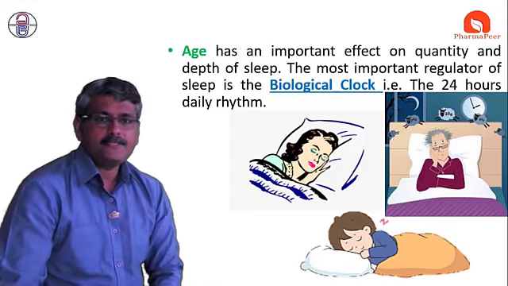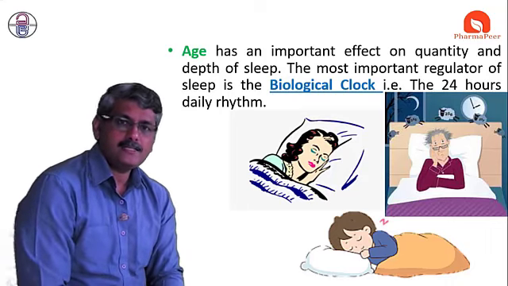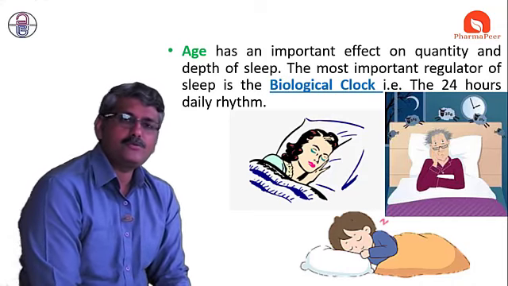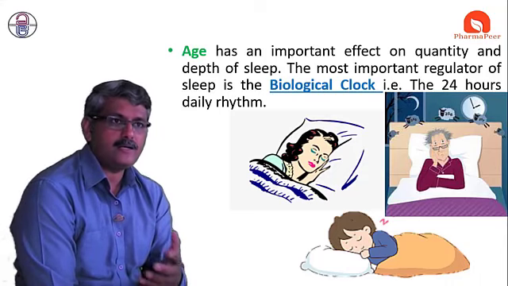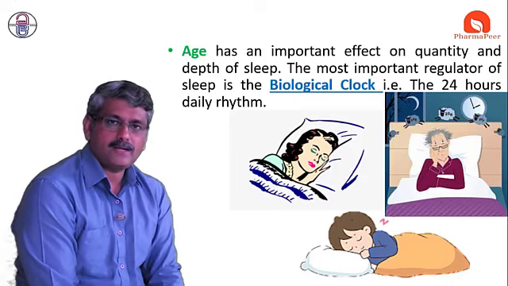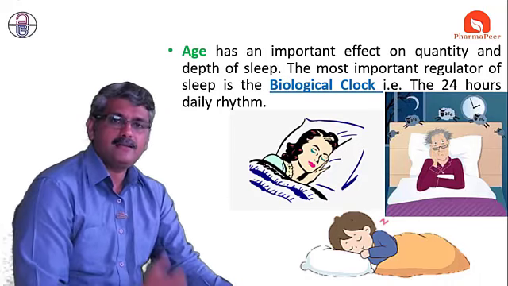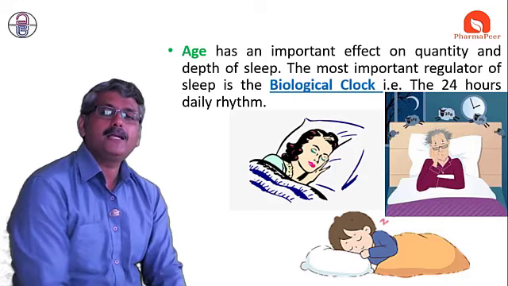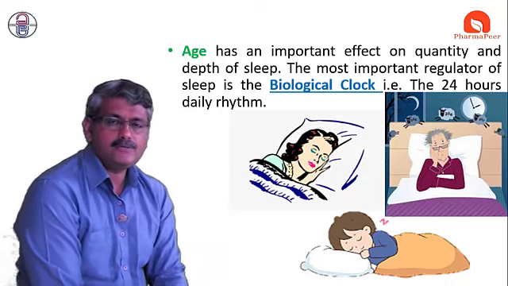One more factor that plays an important role in sleep is age. In childhood, we sleep about 16 hours, about 15 hours. But as we grow, our sleep also starts to reduce. In the younger stage, sleep is about 7 to 8 hours. So initially it is 16 hours, after that it is 7 hours. And in older age, the geriatric age, the sleep duration is reduced again. It might be only about 3 to 4 hours. So these patterns reduce slowly.